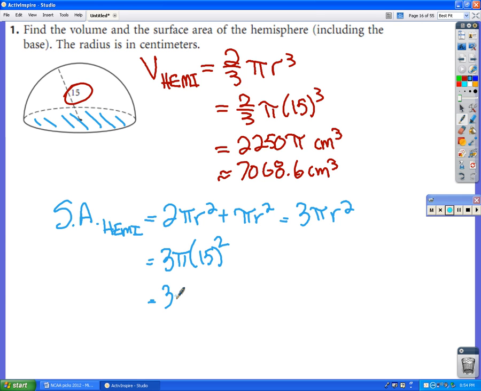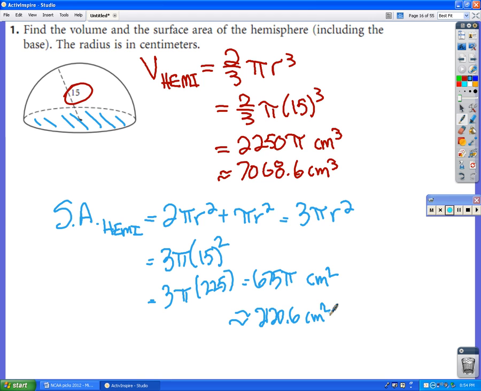So 15 squared is 225. And 225 times 3 is 675. So the surface area of that turns out to be 675 pi square centimeters. And once again, that is the exact answer. So if for some reason you want to multiply that out and get an approximation, it would be about 2,120.6 square centimeters.